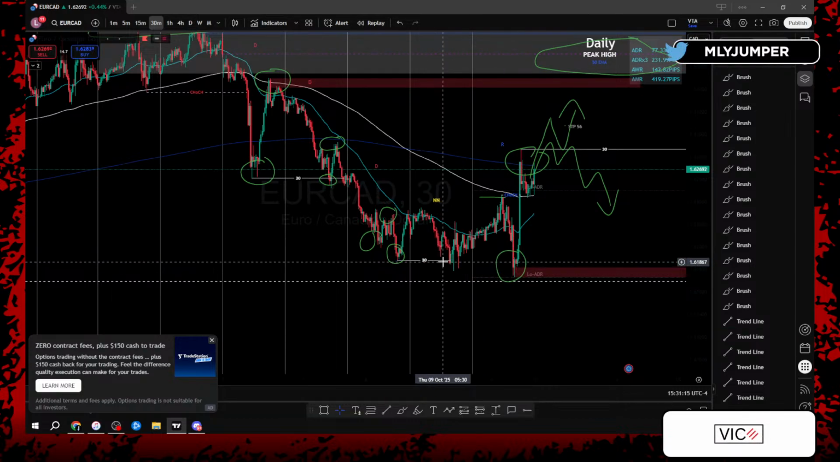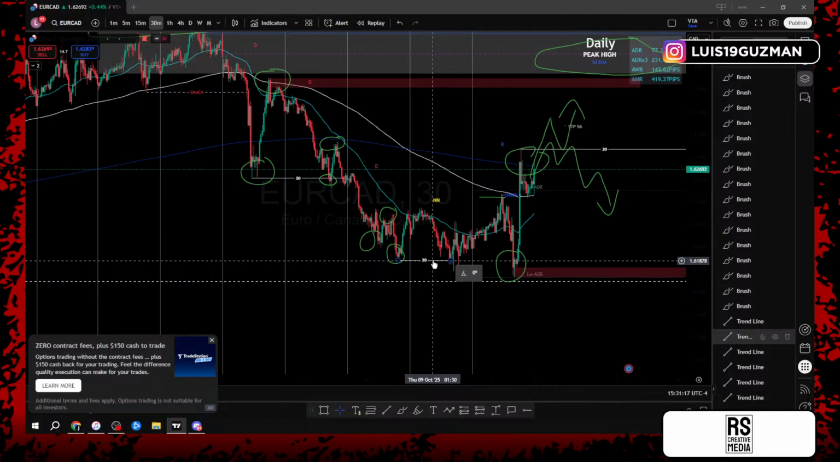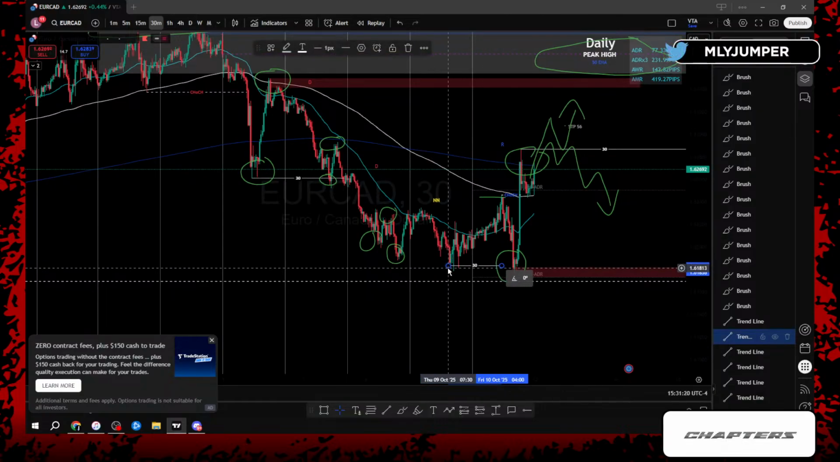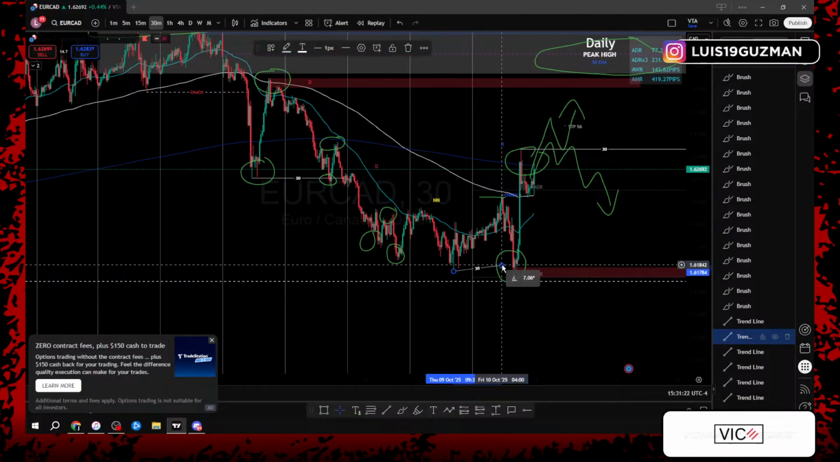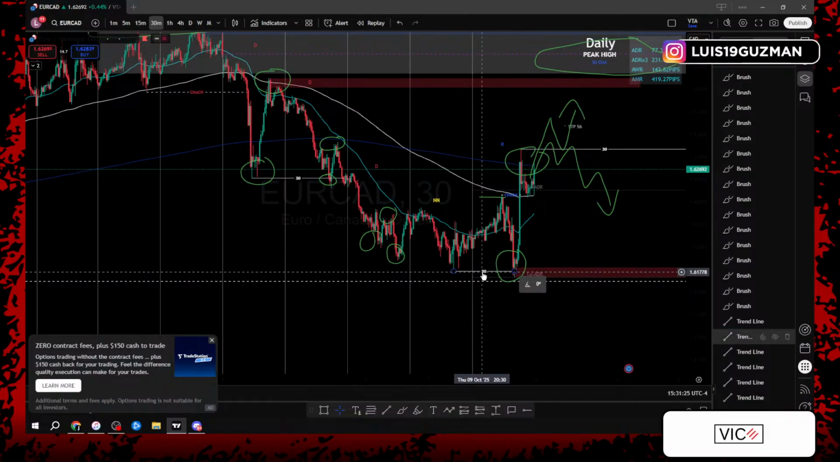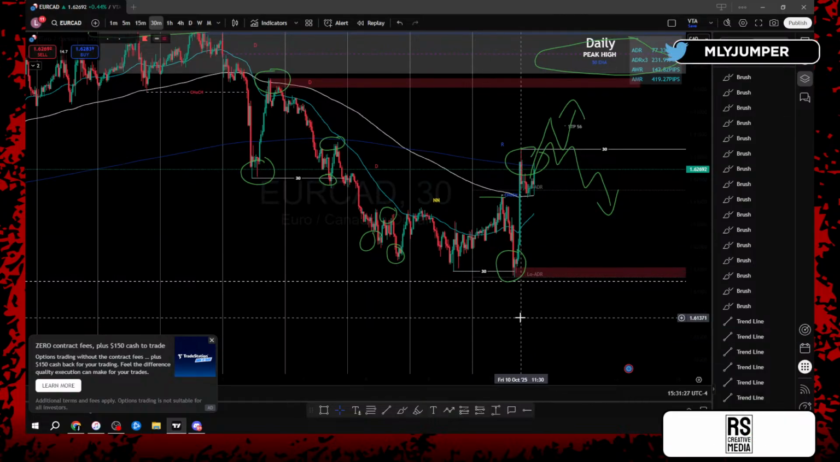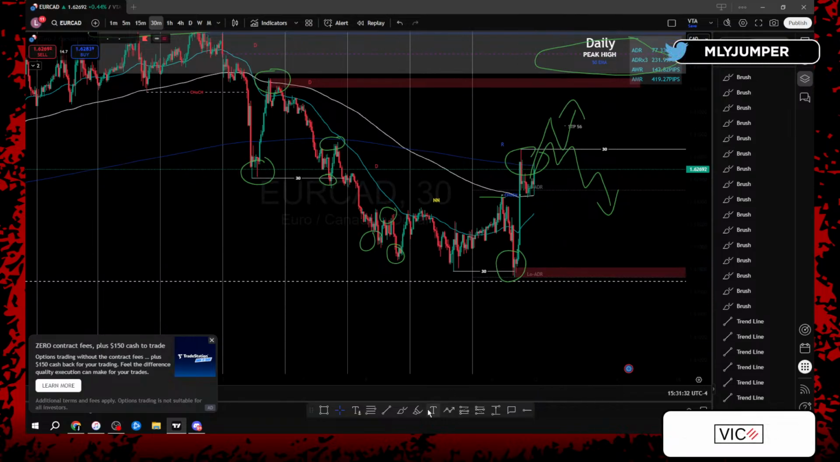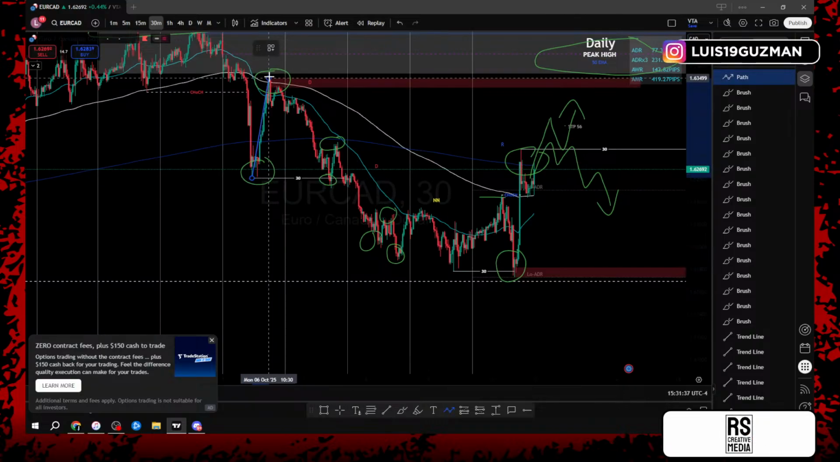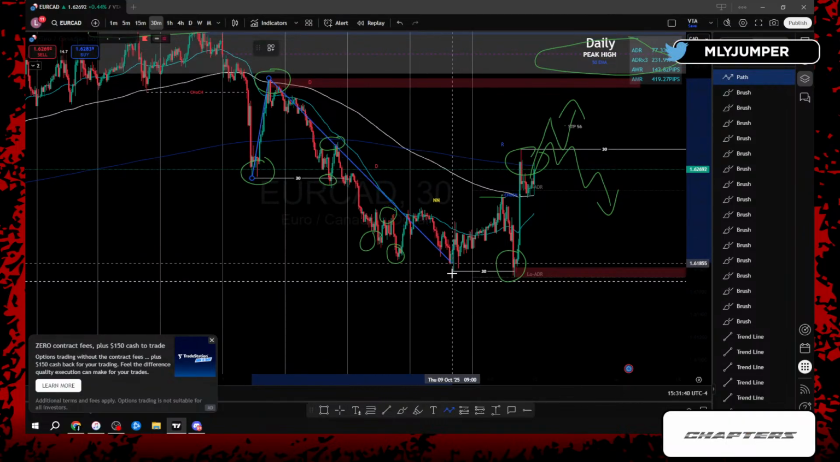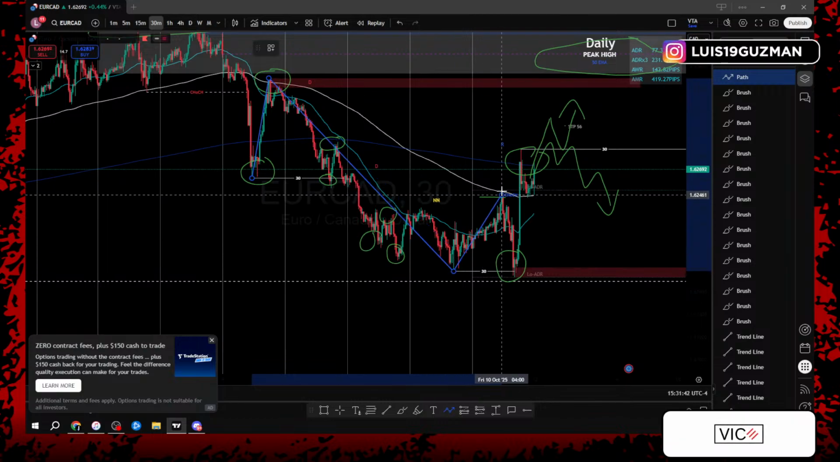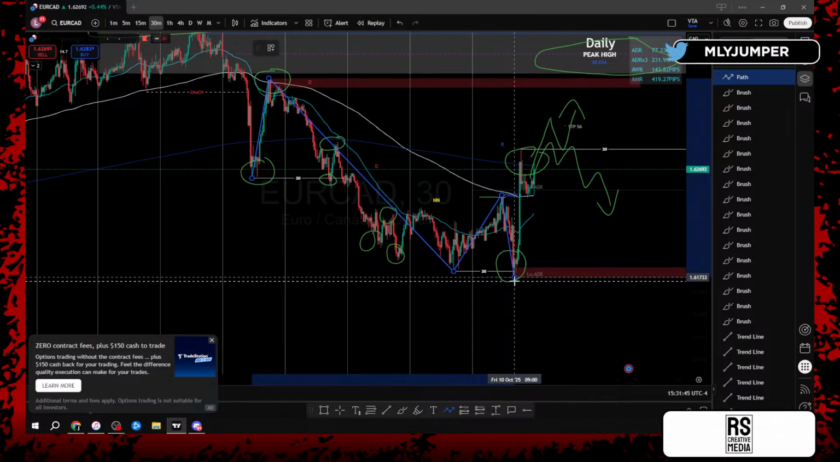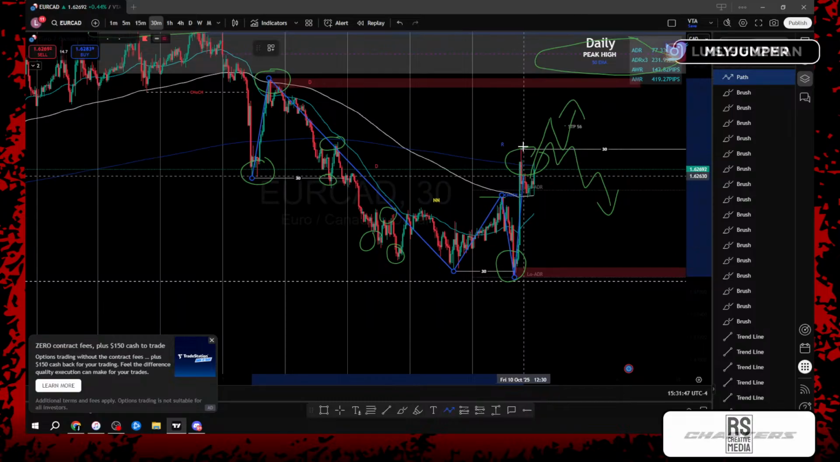Let's clear up the marking real quick. Lower low, lower high, lower low, lower high, lower low, higher high.